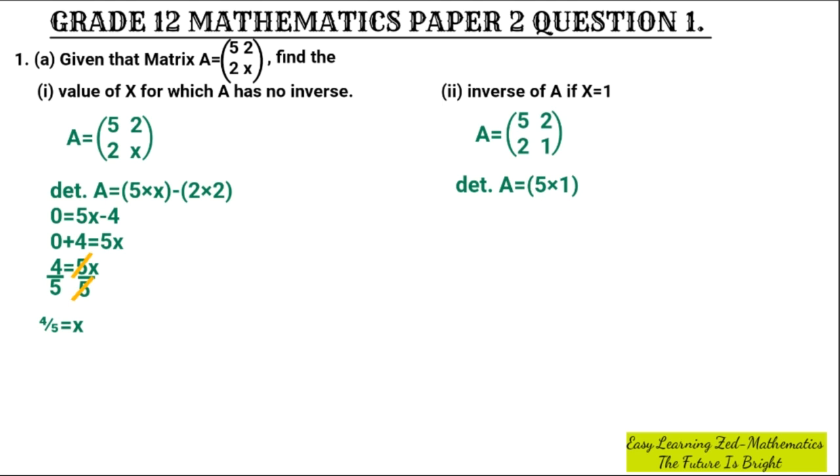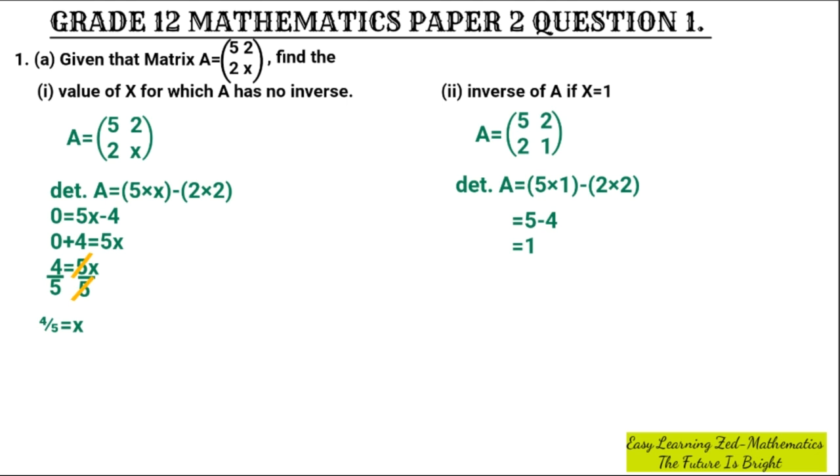Okay, then I'm going to say 5 by 1 will give us 5, then minus 2 by 2 gives us 4. So now I'm going to evaluate 5 minus 4, which will give me 1. So the determinant of this matrix is 1 when x is equal to 1. Once we've done this, now we can go ahead and find the inverse of matrix A.